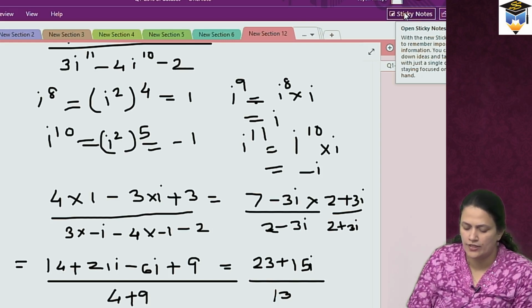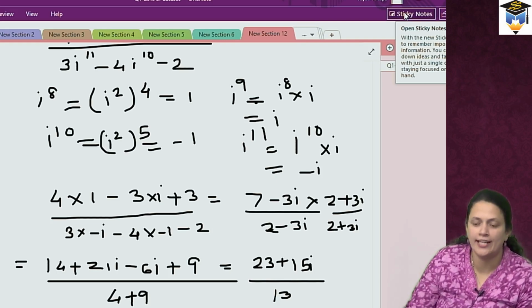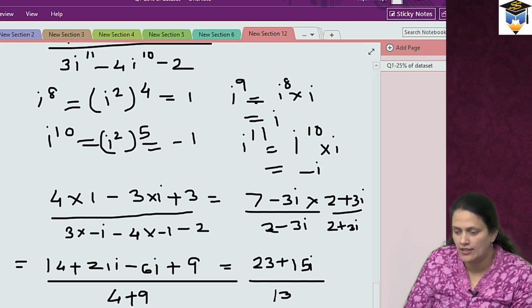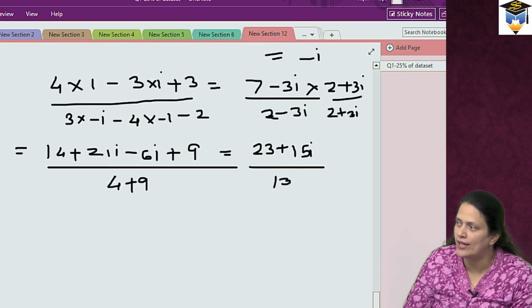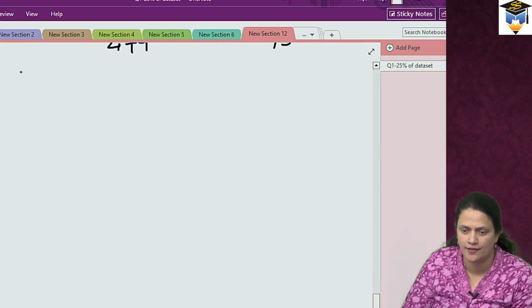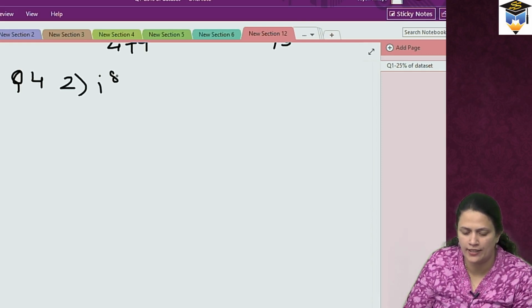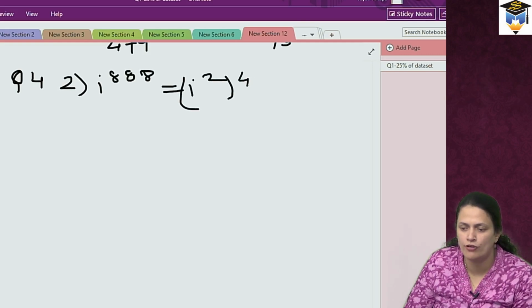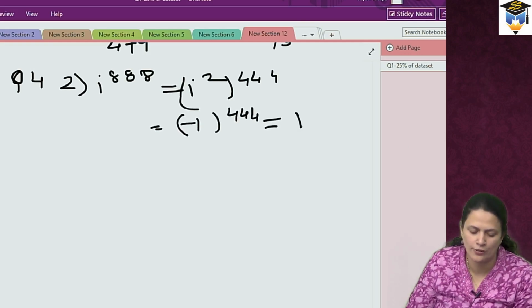We will solve the second one, i raised to 888. They have told you to find out the answer of i raised to 888. From question 4, we are solving the second, i raised to 888 can be written as i square raised to the power 444. So minus 1 raised to an even number will give us the answer as plus 1. So the value is plus 1.